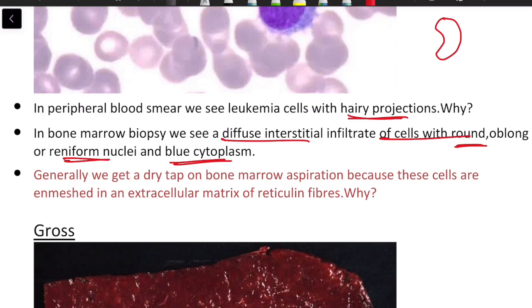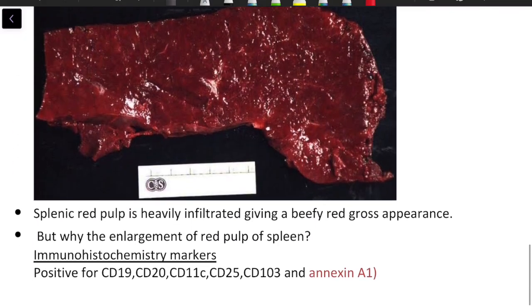And why so? Because these cells are enmeshed in an extracellular matrix of reticulin fibers. Just like I told you, due to heavy marrow infiltration, a lot of hematopoietic stem cells are dying, and due to cell death there is a process of inflammation occurring there, and if inflammation occurs repeatedly, this leads to fibrosis. As you know, in chronic inflammation there is tissue repair and healing by fibrosis. So what happens in fibrosis? There is increased laydown of extracellular matrix. And what is the extracellular matrix in bone marrow? Yes, you are right, that is the reticulin fibers. That is why there is increased deposition of reticulin fibers leading to dry tap.